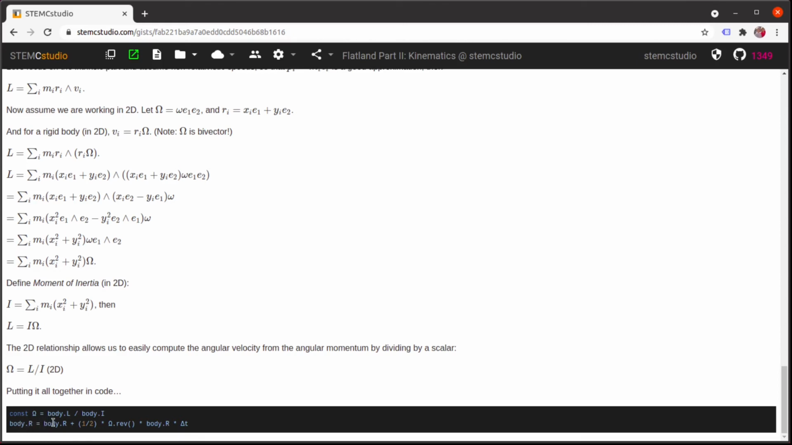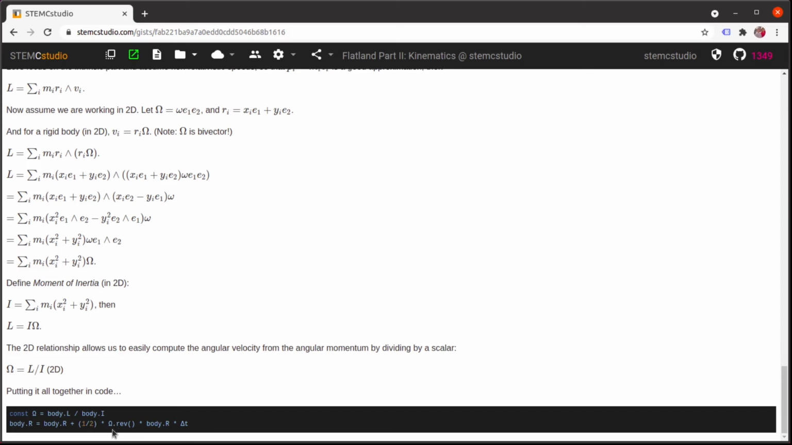And so here we've got the conversion. We compute the angular velocity from the body's angular momentum divided by its moment of inertia. And then here's the update of the body. And this one is actually correct. I can see we've got body.r equals the original body.r. And then what we need is the r dot expression, dr dt, multiplied by dt. So it's r plus dr, if you like, or r plus delta r.